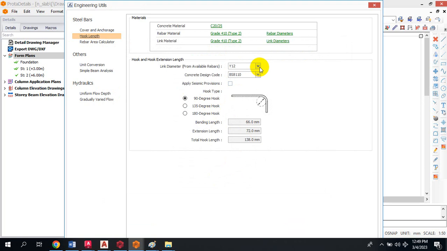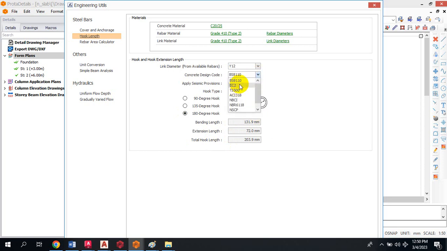now this tells me for my link. You can see here we have Y12, which is exactly what I picked in my selection there. Now it depends on what particular angle you are taking your hook to. If it is at 90 degrees, you can see it's giving us all the necessary information. You can see the bending length, the extension length, the total hook length. Every information that has to do with that is coming up.